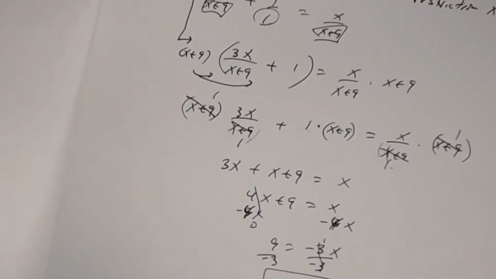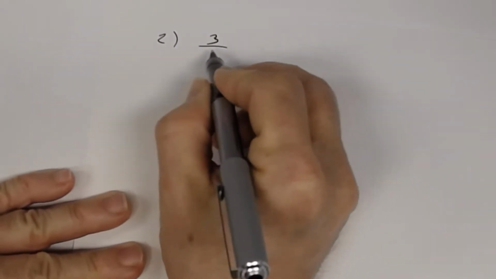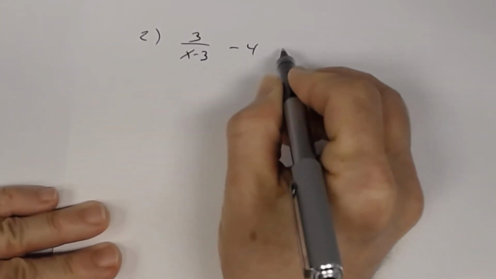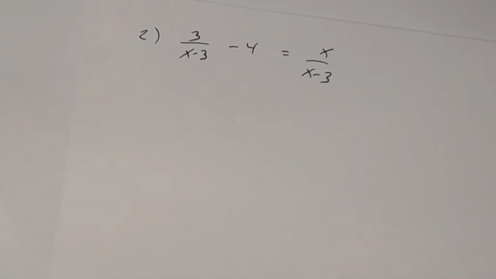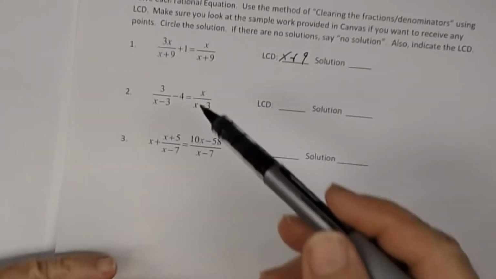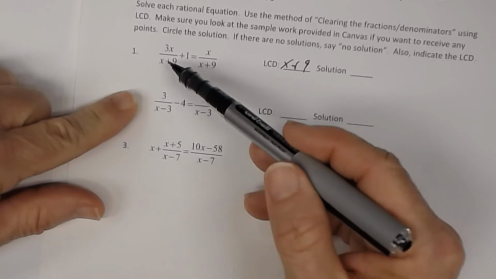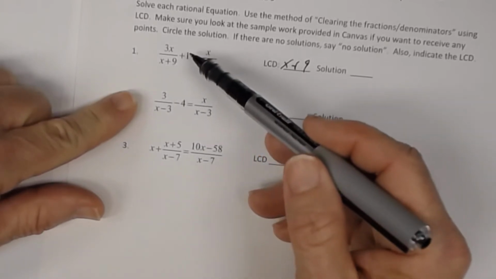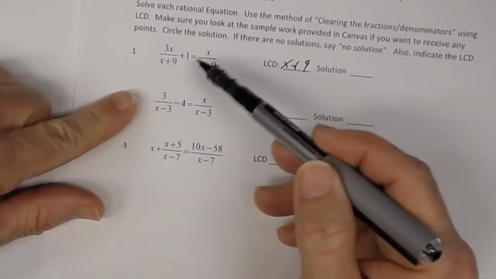Okay, let's look at number 2. Number 2, we have this. In number 2, we have 3 divided by x minus 3 minus 4 equal x divided by x minus 3. Now if you look at numbers 3 and 1 here, they kind of have the same format. A rational expression where you have denominators involve variables, then plus a number, minus a number, and then the same thing here. So they almost look the same form.